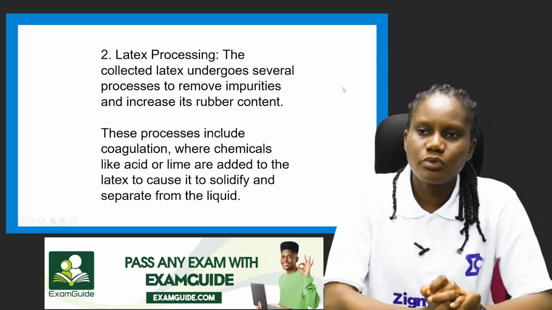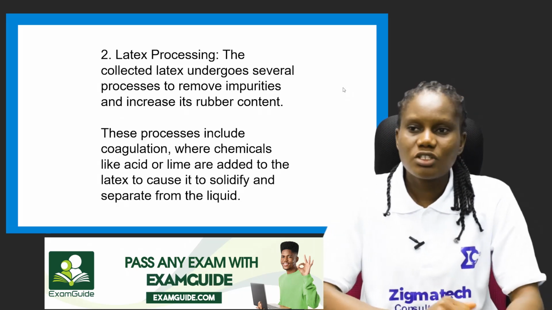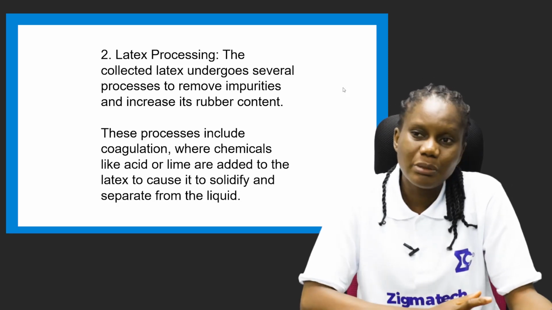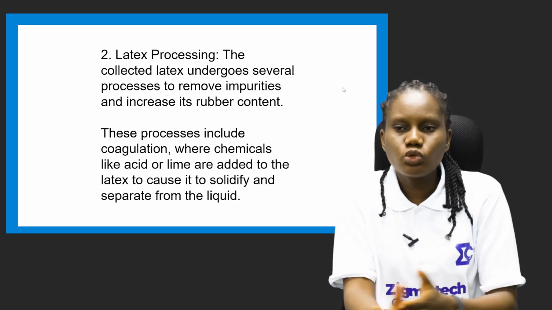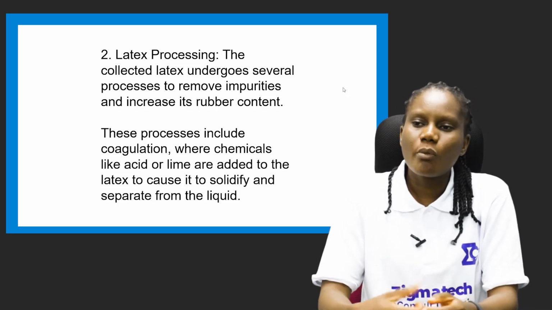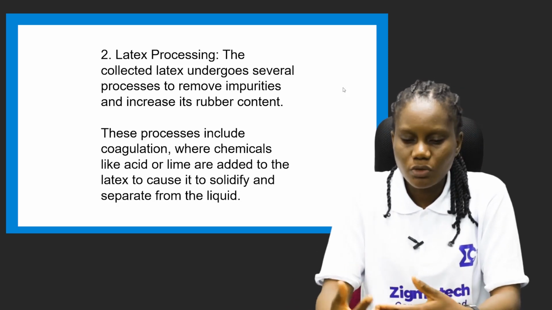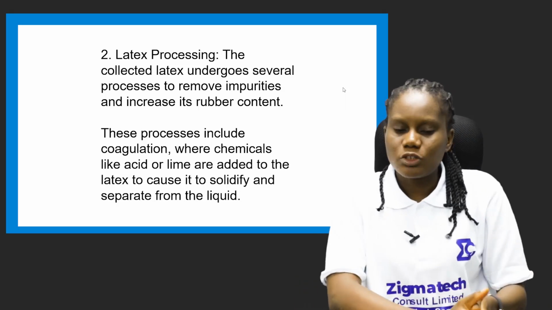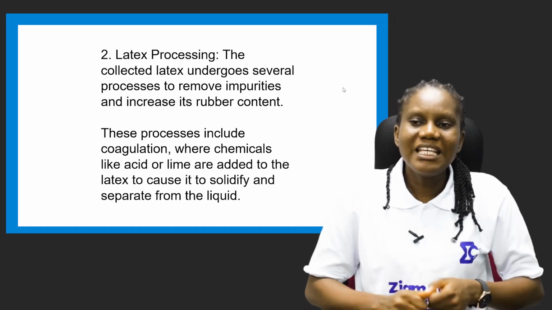The next thing is latex processing. The latex you collected from that tree undergoes several processes to remove impurities, just like our clay. You take it through processes to remove the impurities so you can get your desired consistency. Same thing with latex. You remove impurities to increase its rubber content, that is, to remove those things that are not rubber, because in the process of collecting it from the bush or the forest, some impurities will come along with it.